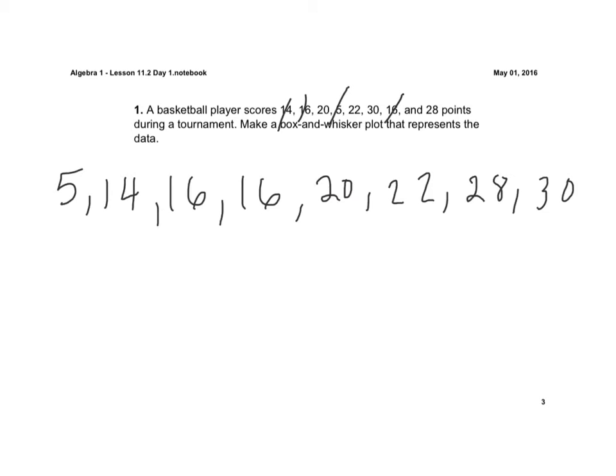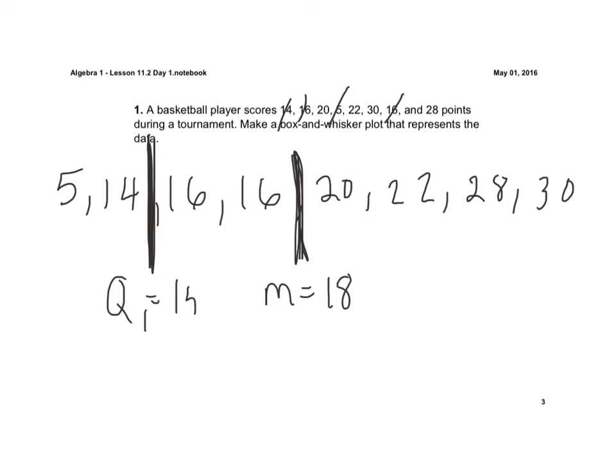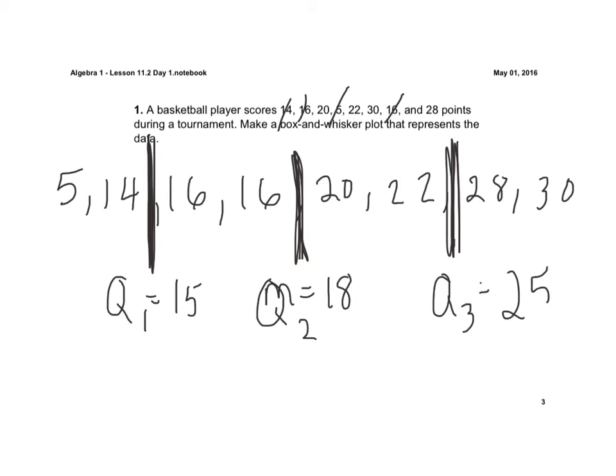So 1, 2, 3, 4. There's the middle. So my median would actually be 18 because that's the middle of those. And now I have to do the median of the lower half. There are 4 numbers, so there are 2 on each side. So my Q1 would be 15. Again, the median is my Q2. And then the median of the upper half of data would be my Q3, and halfway between 22 and 28 would be 25.